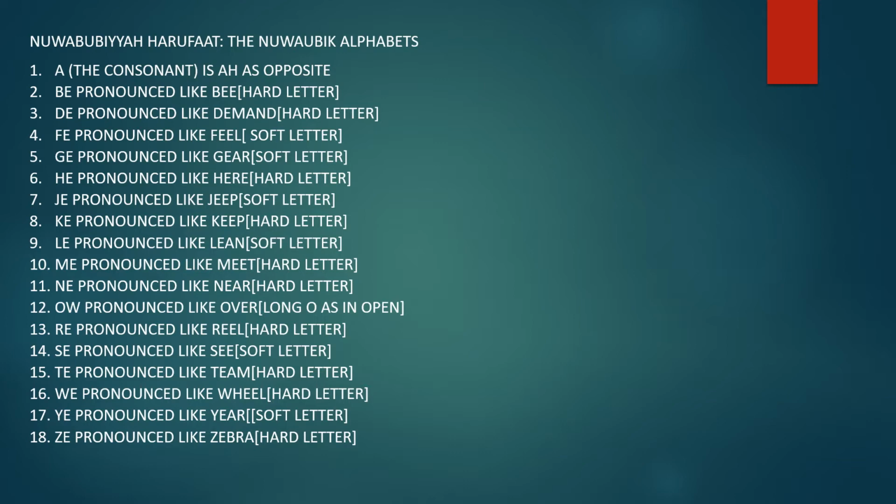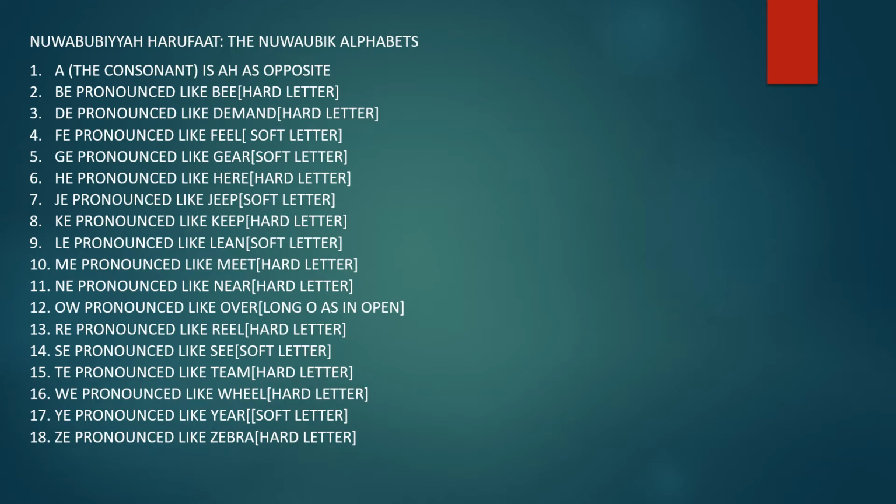So the first letter is ah as in opposite. The second letter is B, pronounced like B. The third letter is D, pronounced like demand. The fourth letter is F, pronounced like feel. Now notice that in parentheses, or in brackets, I pretty much have whether the letter is considered to be hard or soft.